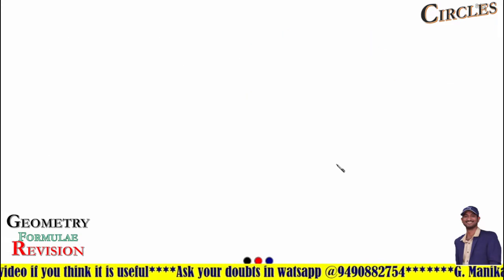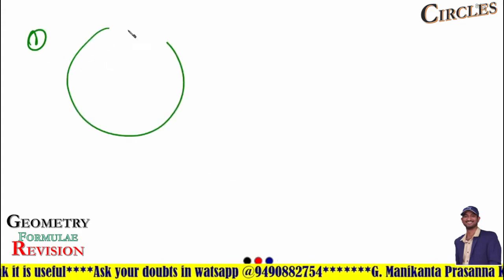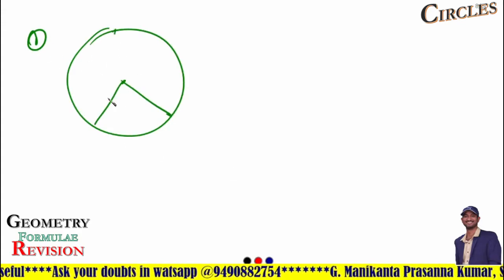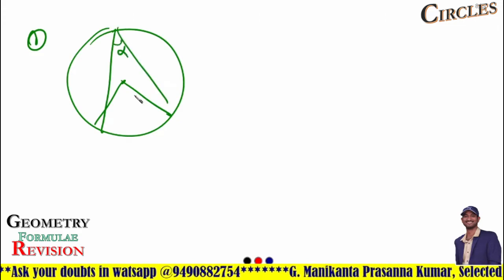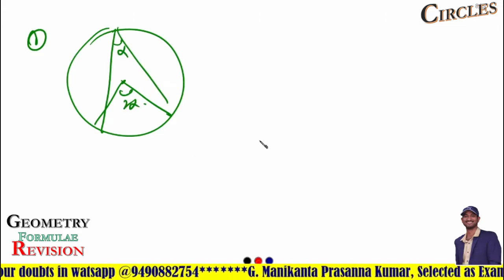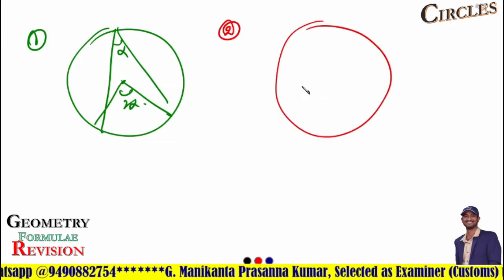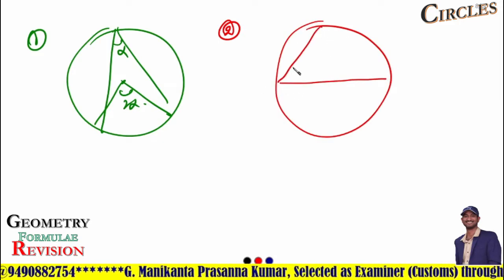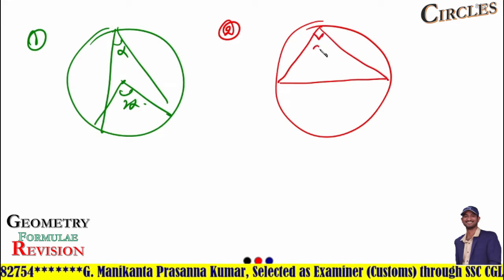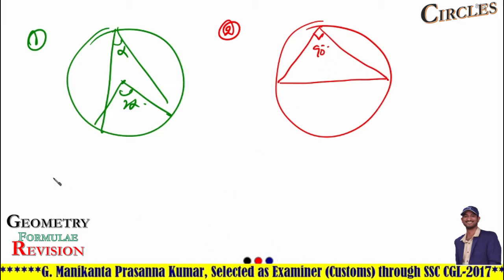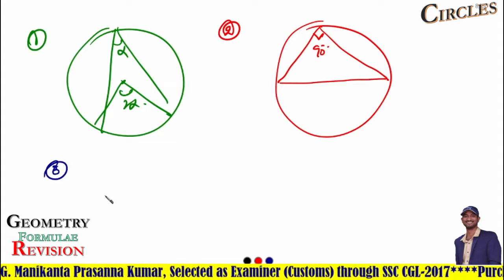Next we'll revise the properties of circles. What about the first property? If the inscribed angle is alpha, then its central angle is 2 alpha. What about the second property? All these are very basic properties. The angle in a semicircle is always 90 degrees. And what about the third property?